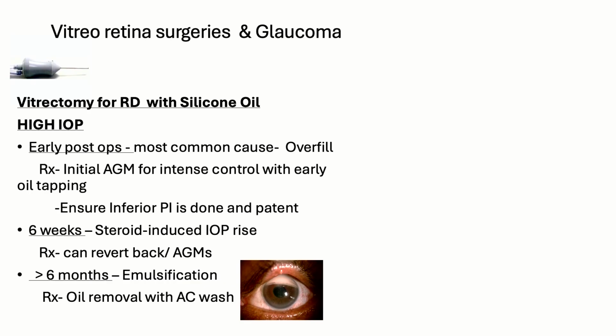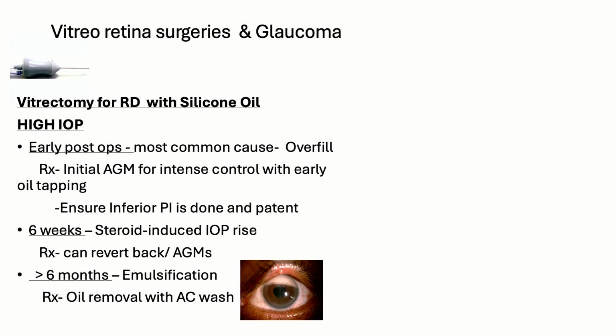What are the two tamponades we use? One is silicone oil and one is gas. So what are the oil-related early high IOPs? The most common cause will be overfill of the oil. With overfill of the oil, what you do is start with an AGM and we may have to do an oil tapping. So remove some of the oil, form the AC, and the pressure will automatically come down.